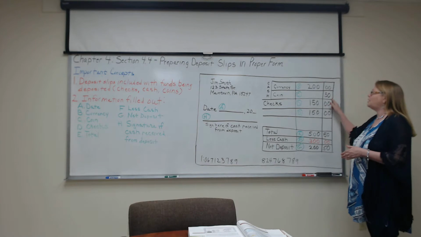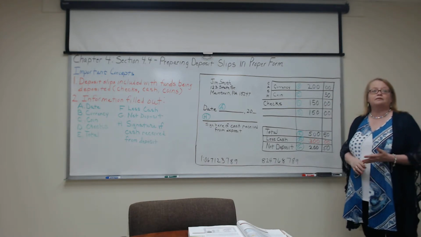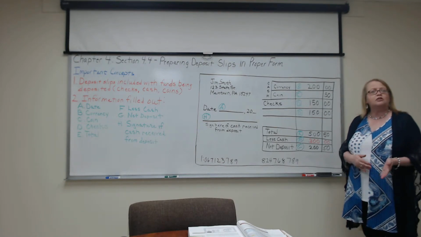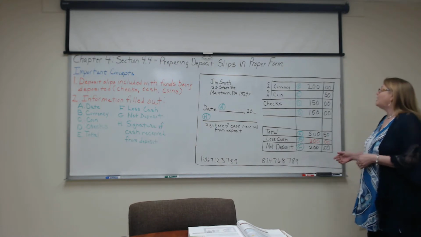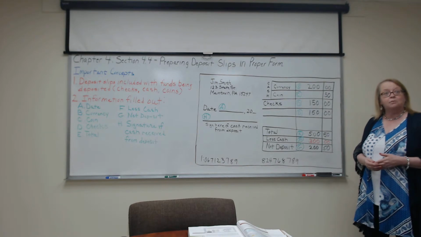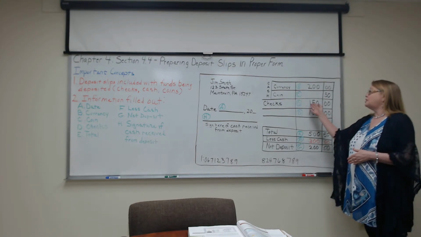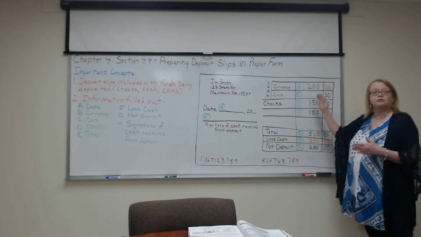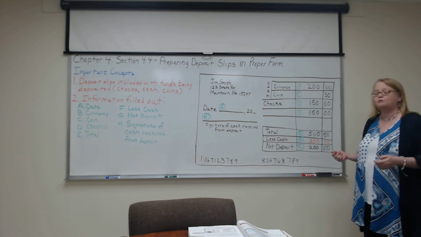Also, if you're depositing any type of coin, you need to include that in there as well. 50 cents, 60 cents, whatever the case may be. Again, it doesn't matter the denomination that you're depositing. What matters is the total amount. Then you would list any checks that are being deposited. As I said, sometimes you just have checks being deposited, no currency. That's absolutely fine. It just depends on what you have and what you're depositing.